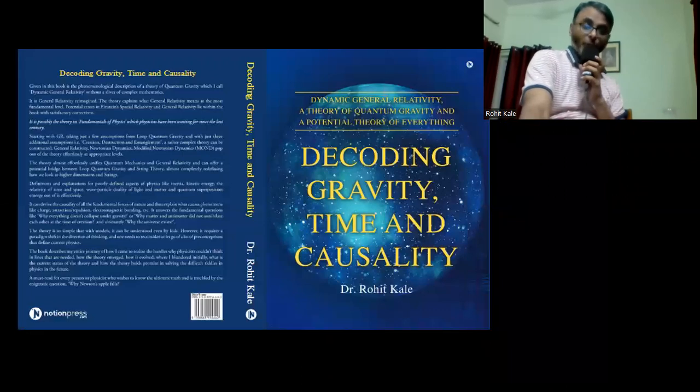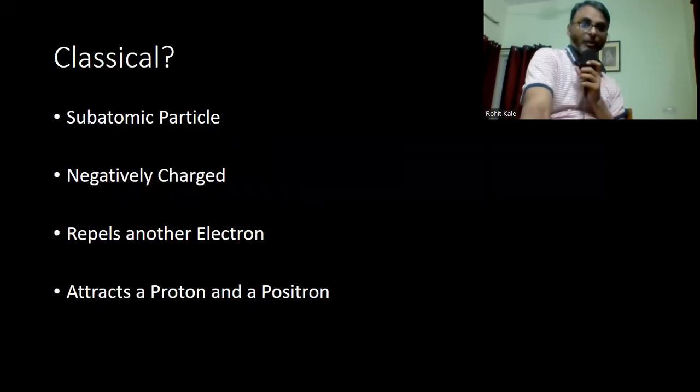Whatever I'm going to talk about is basically written in this book, where I have described dynamic general relativity. It's a theory of quantum gravity and a potential theory of everything. The name of the book is Decoding Gravity, Time, and Causality. Okay, so just a quick brush through.